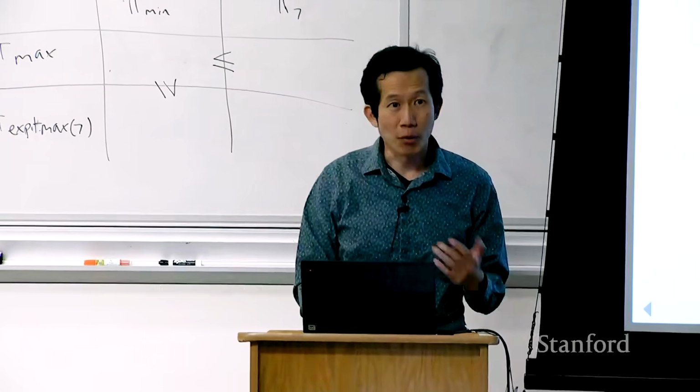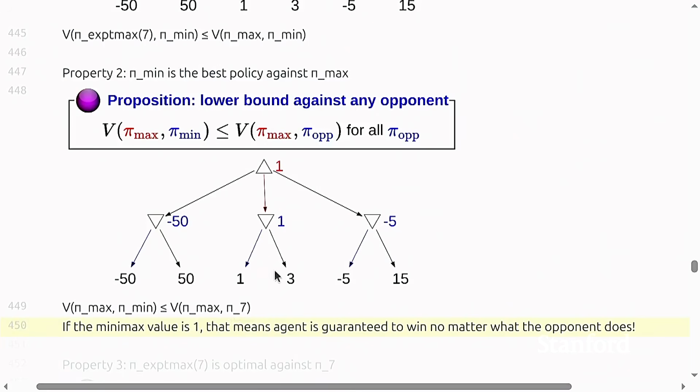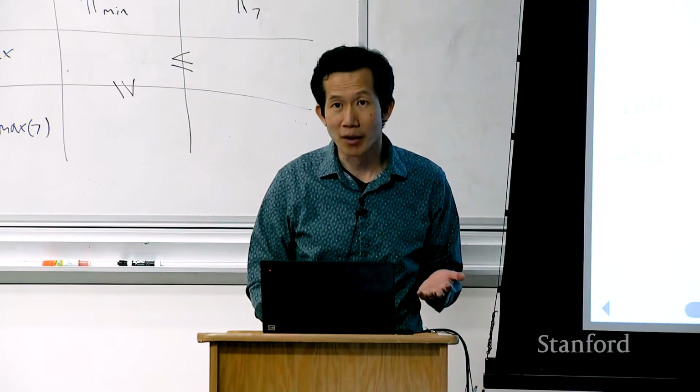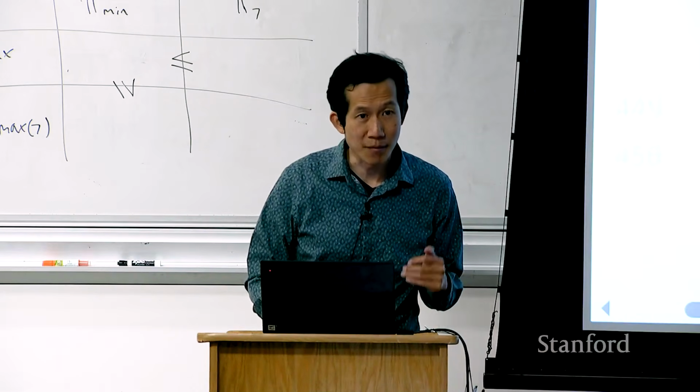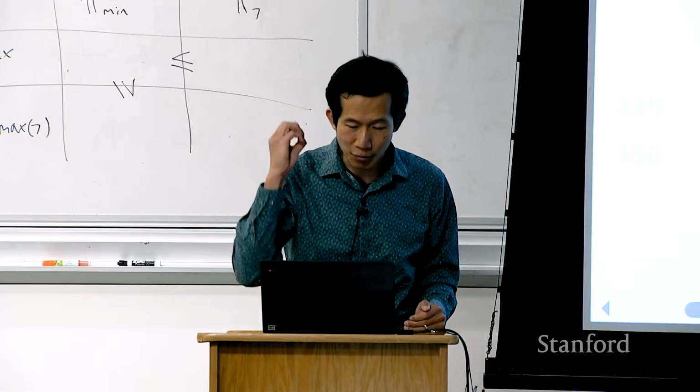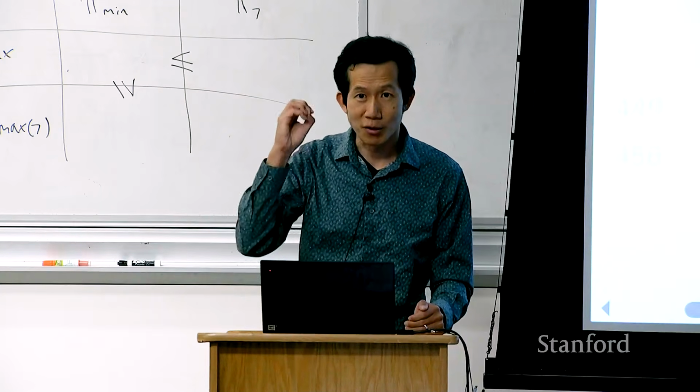So one important corollary of this is that if the minimax value is 1, that means the agent is guaranteed to win no matter what the opponent does. I claimed this earlier, but now you can see formally why this is true. Because if the agent does something else, it's going to be at least 1. And I guess in these games there's only 1, so it has to be 1. And so I'm guaranteed to win. That's why you can say with confidence that if you're playing the minimax policy and you return the value and it's 1, then you're just guaranteed to win.